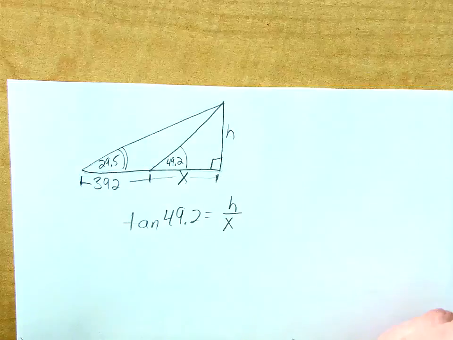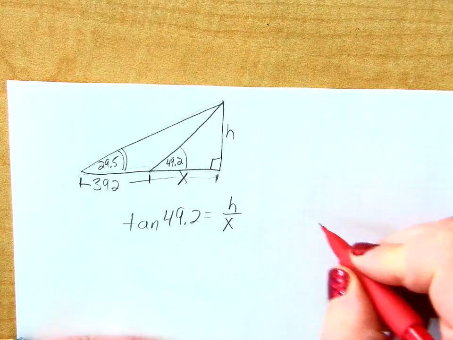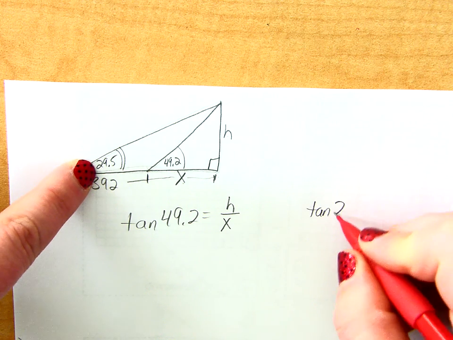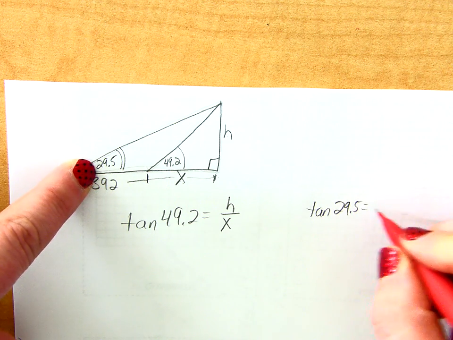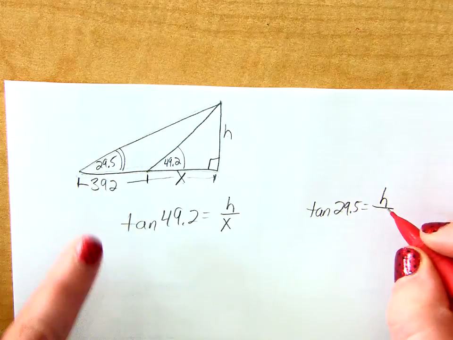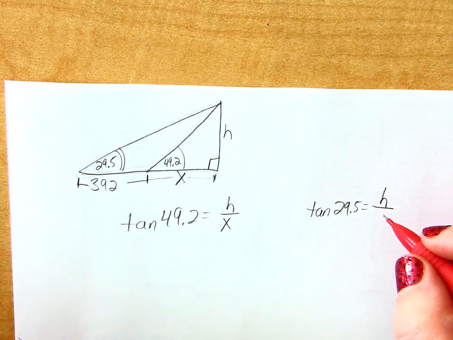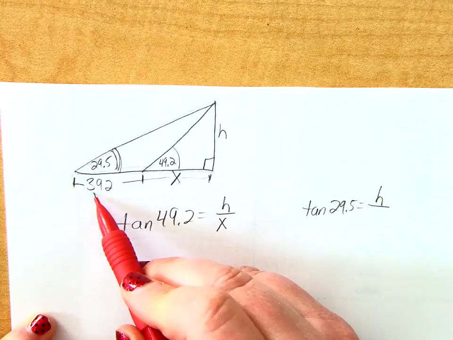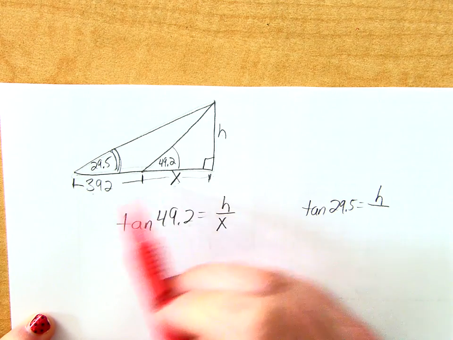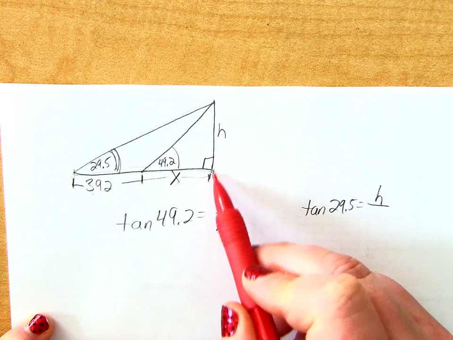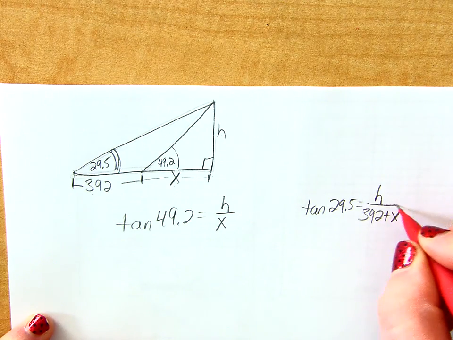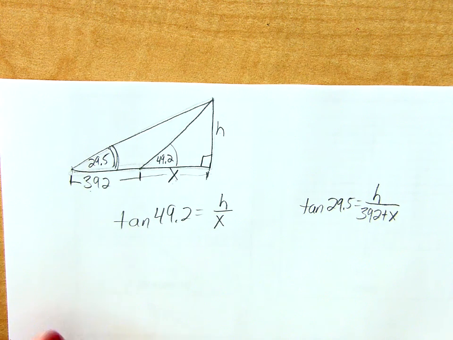I do the same exact thing with the big triangle. But the difference this time, so now my angle is 29.5, equals opposite h. What is the adjacent side of the big triangle in this angle? 392 plus x. Yes, 392 plus x. It's this whole side. 392 plus x. That's important.